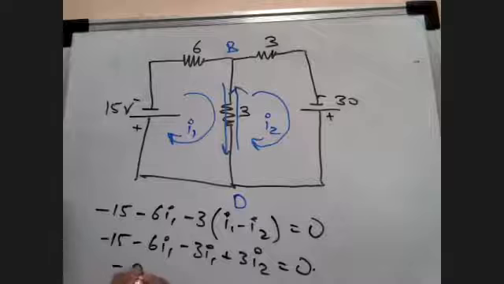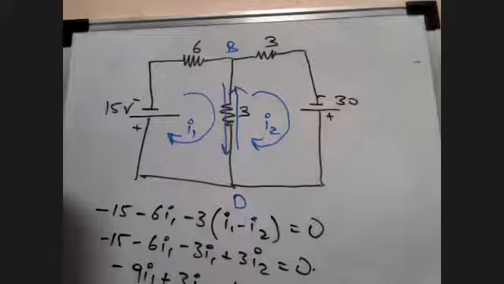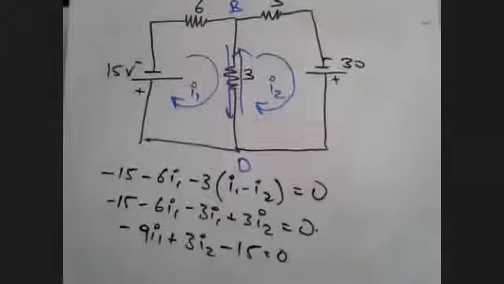It's going to be minus 9I1 plus 3I2. And if I take minus 15 equal to 0, so if I solve it, it will become 9I1 minus 3I2 equal to minus 15. Have you all got it? So this is my first equation. Have you all got this equation?